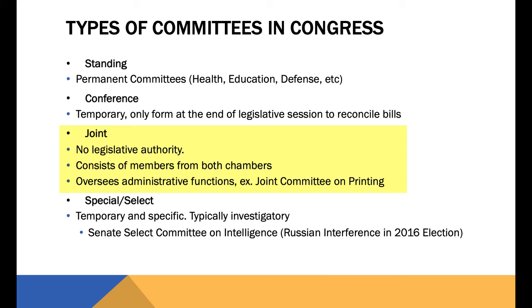So, all of the boring stuff. So the Joint Committee on Printing oversees the Government Printing Office, which publishes government documents. And the Joint Committee on Taxation serves to assist members of both chambers of Congress when considering tax-related legislation.